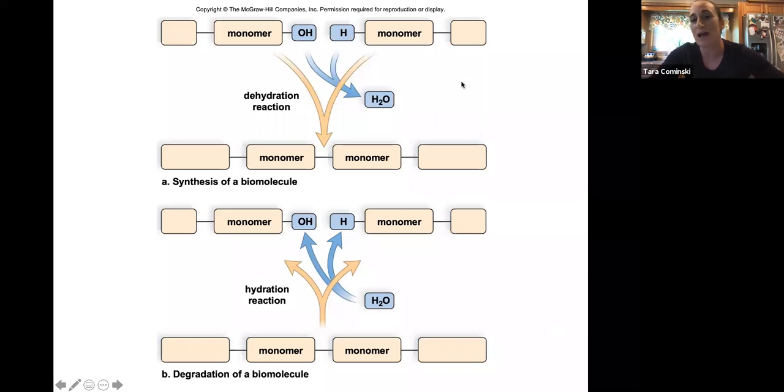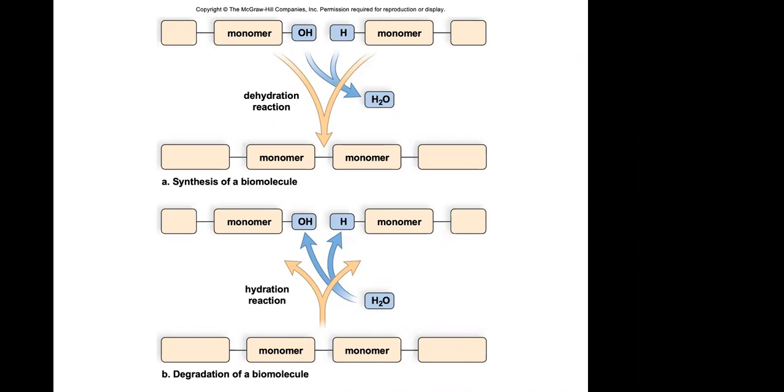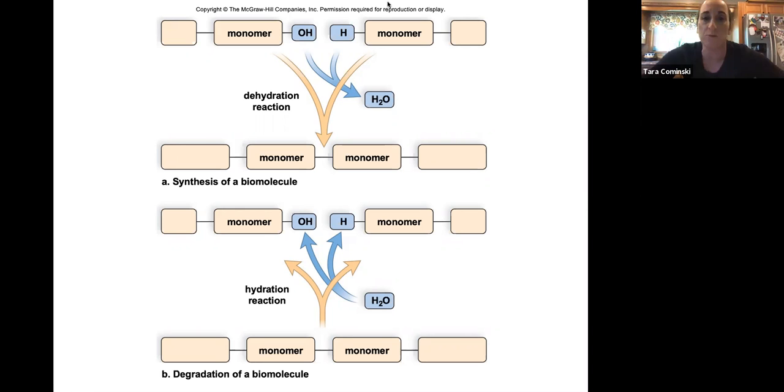So I'll ask you this, why is it called dehydration? Why is it called a dehydration reaction? Because water is being removed in the process. Good. Water's being removed in the process. You can see that here. And when we talk about synthesis, we're talking about synthesizing a biomolecule, joining together 2 monomers, or 2 subunits, to form a more complex molecule.